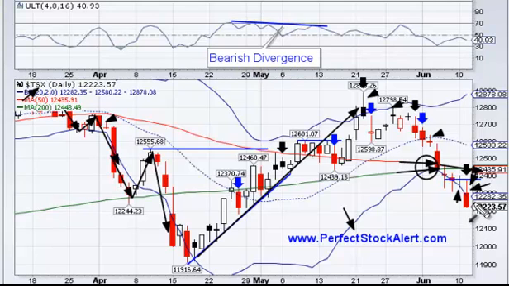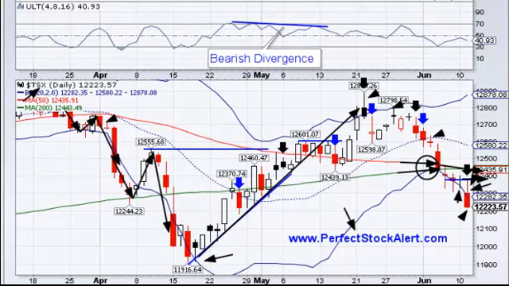The confirmation you need here to get short or to buy puts would have to be taking out today's low. Even by 1 cent intraday tomorrow would be a sell opportunity, with the stop set right here off of today's high, 1 cent above today's high. And then look for this to come down here and test this level.